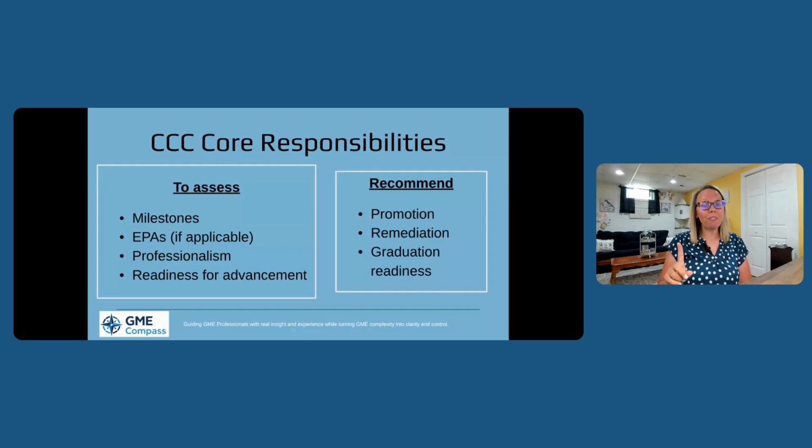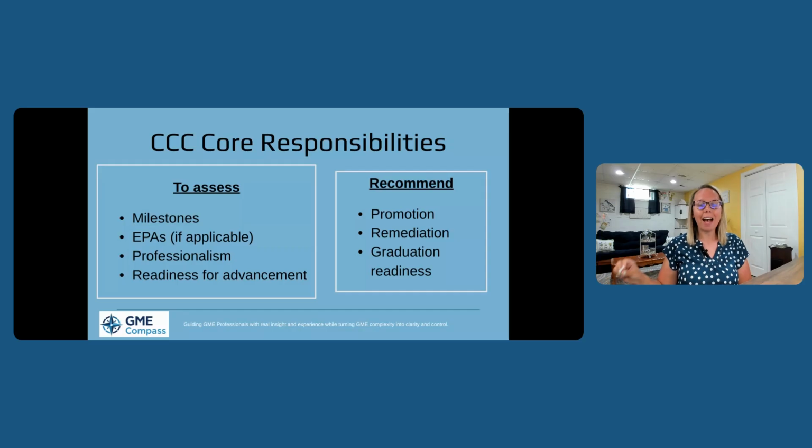And we're going to talk about that later, because that's where something is affecting the CCC but actually needs to be recommended to go over to the PEC. So you want to assess and take a look at your milestone progression, EPAs, if it's applicable in your program or department, professionalism, and readiness for advancement. Based upon that assessment, the CCC may recommend promotion, remediation, additional support, as well as readiness and preparedness for graduation.